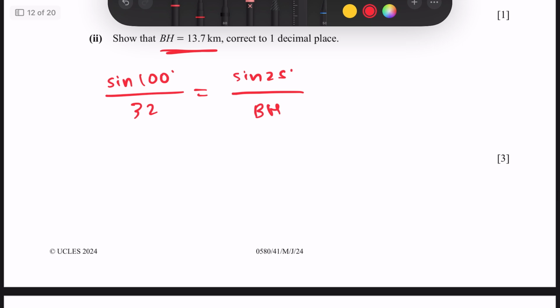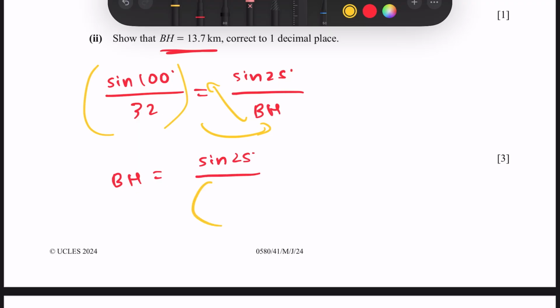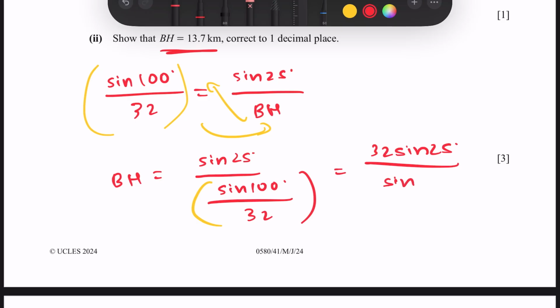So through substitution, if we replace BH with this big fraction, this means that BH is equal to sine 25 degrees divided by sine 100 degrees divided by 32. This is equal to 32 sine 25 degrees divided by sine 100 degrees. And this, when rounded, would be equal to 13.73 kilometers dot dot dot, which when rounded again would be equal to 13.7 rounded to one decimal place.